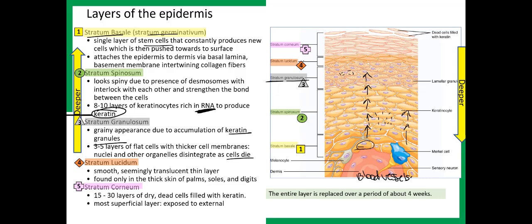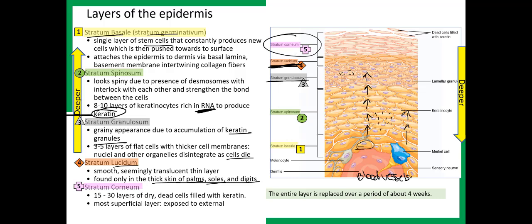And then the fourth layer up from the bottom is the stratum lucidum, where lucid means transparent or easy to see through. And so the stratum lucidum is only found in thick skin of the palms of your hands, the soles of your feet, and digits, your fingers and toes. And then the most superficial layer, the topmost layer, is the stratum corneum.